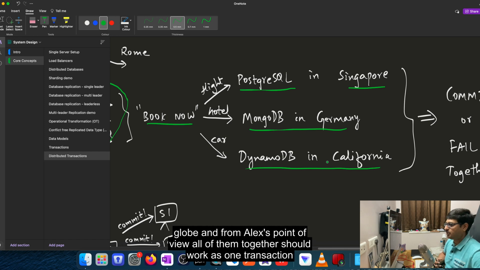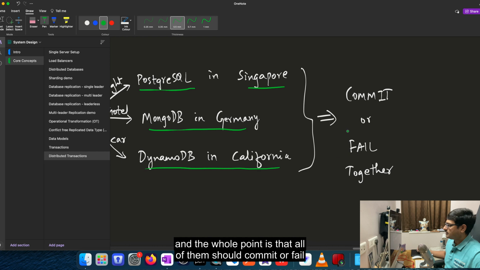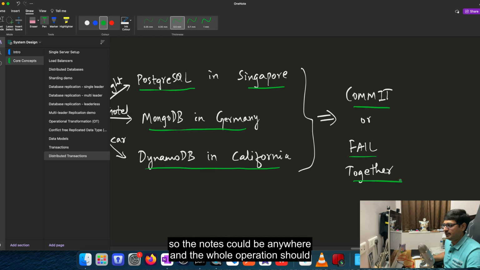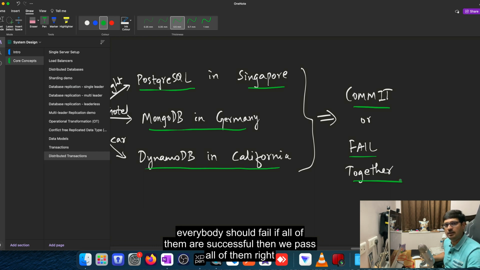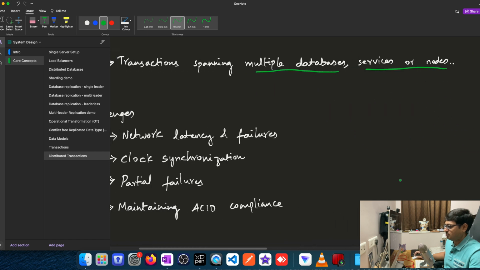And from Alex's point of view, all of them together should work as one transaction. The whole point is that all of them should commit or fail together. So this is what we mean by distributed transaction, right? The nodes could be anywhere, and the whole operation should be coordinated in such a way that if one of them fails, everybody should fail. If all of them are successful, then we pass all of them, right? So that is what a distributed transaction means.